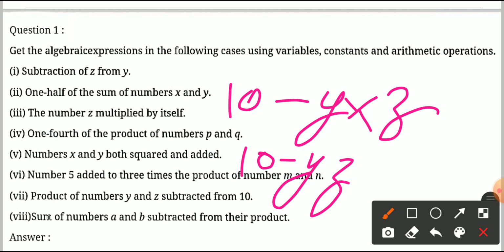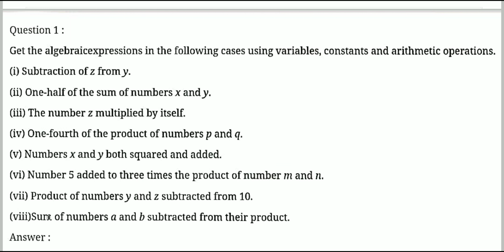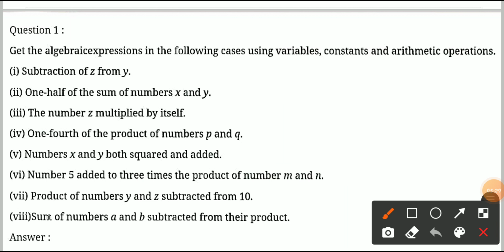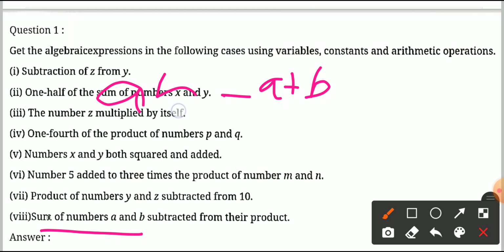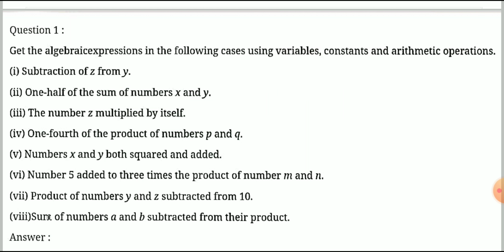Okay. Now the last one. Sum of number a and b subtracted from their product. Sum of number a and b. What is the meaning of this? A plus b. Which is subtracted from, it means we have to subtract from the ab product. ab minus (a plus b) is the answer. ab minus (a plus b). We have to write like this. Now see the answers.